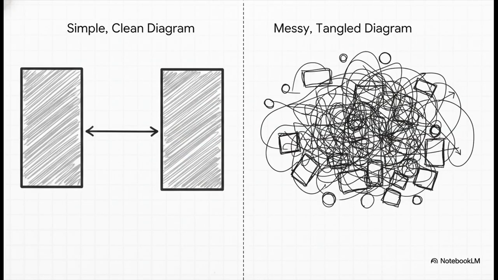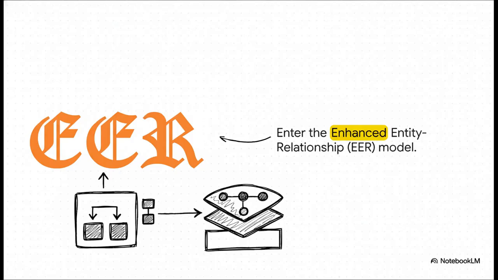The standard entity relationship model is a fantastic starting point, but it kind of hits a wall when you have entities with all these distinct subgroups. If you try to force these complex structures into a basic ER diagram, you often just end up with a tangled, messy, and really inefficient design. And that is exactly where the EER model comes in.